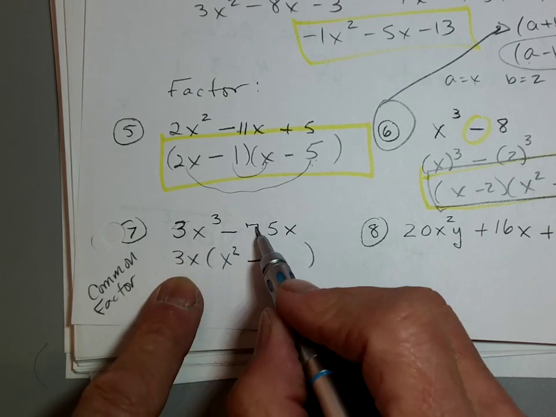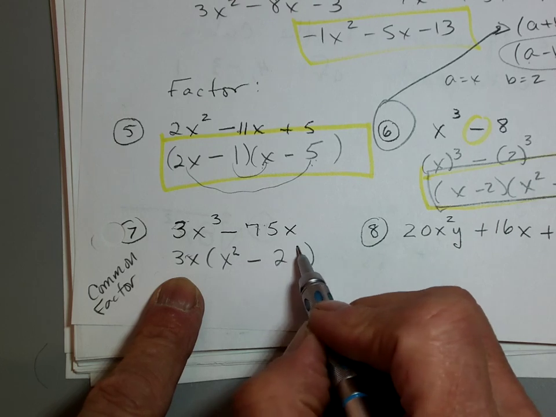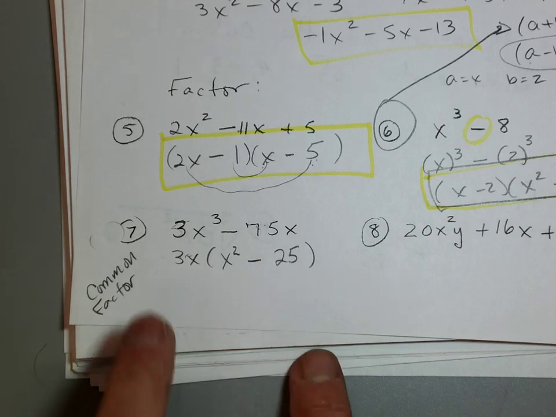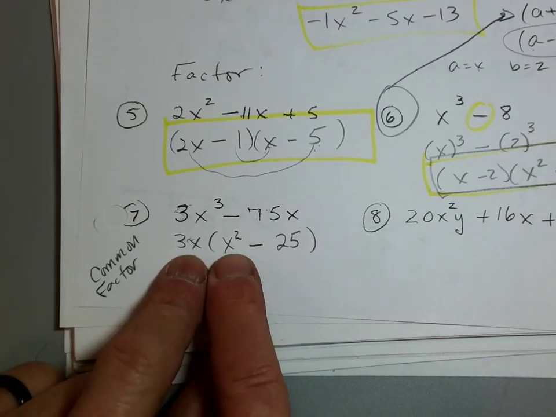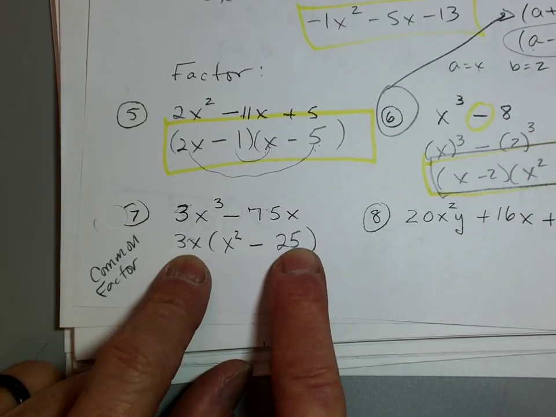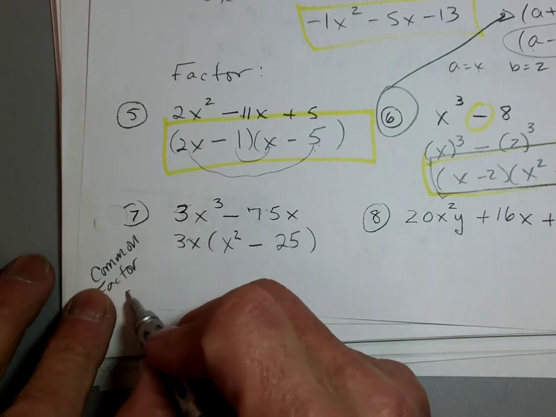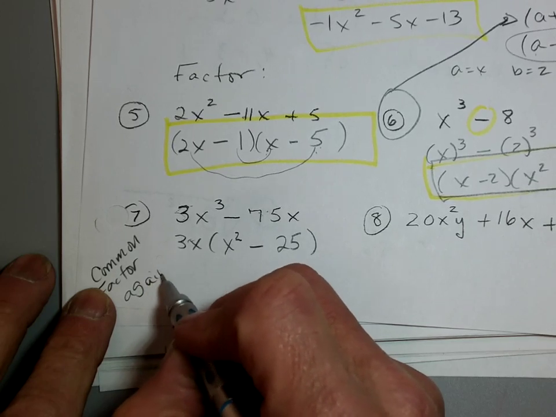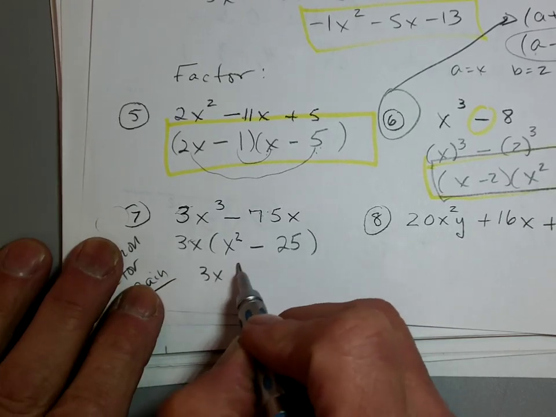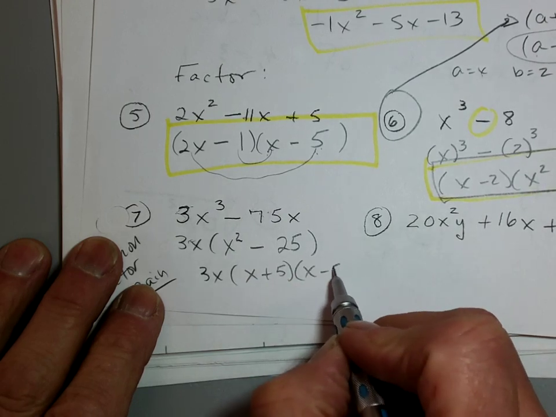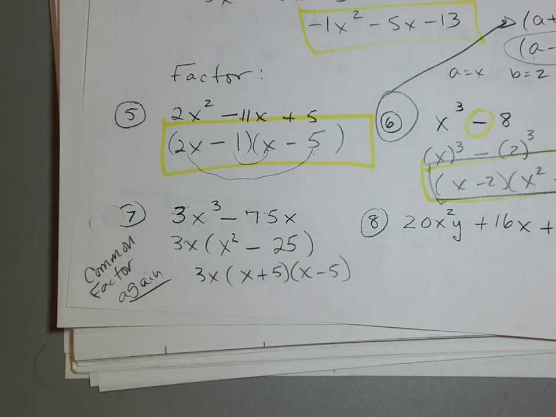Minus 3 goes into 75 25 times. Okay, now if you're a little stuck, you can always go backwards and check, right? You can say, okay, well, let's go back and check. 3x times x squared is 3x cubed. 3x times 25 is 75. Okay, now this can be factored again. So we're going to do it again. So I keep the 3x there, and this is going to be x plus 5, x minus 5 will factor. That's my answer.